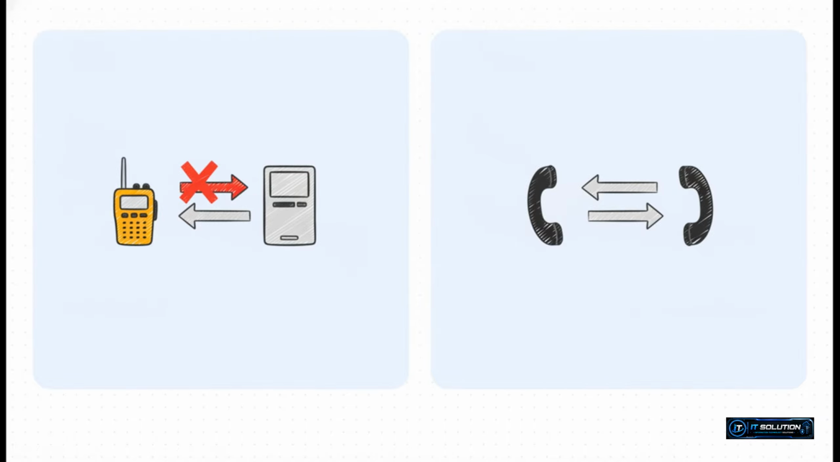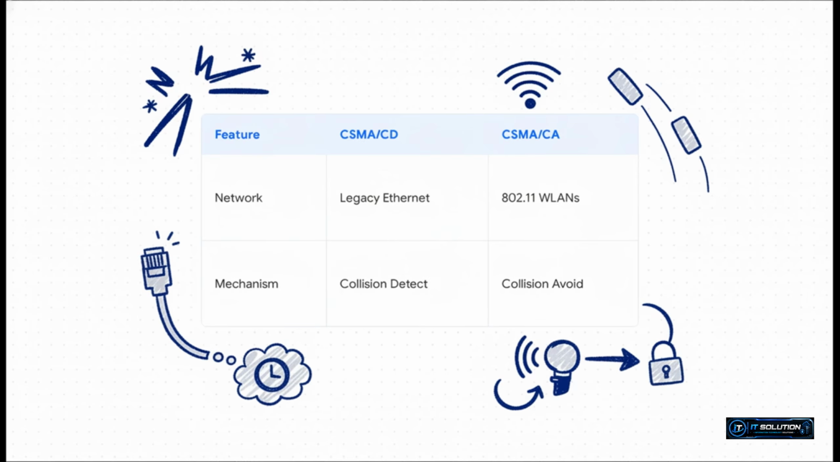But full duplex, that's a modern phone call. Both sides can talk and listen simultaneously without any interference at all. Modern Ethernet LANs that use switches operate in full duplex. They don't even need complex rules to avoid collisions because physically, collisions just can't happen. But for those half-duplex setups, we rely on contention-based access.